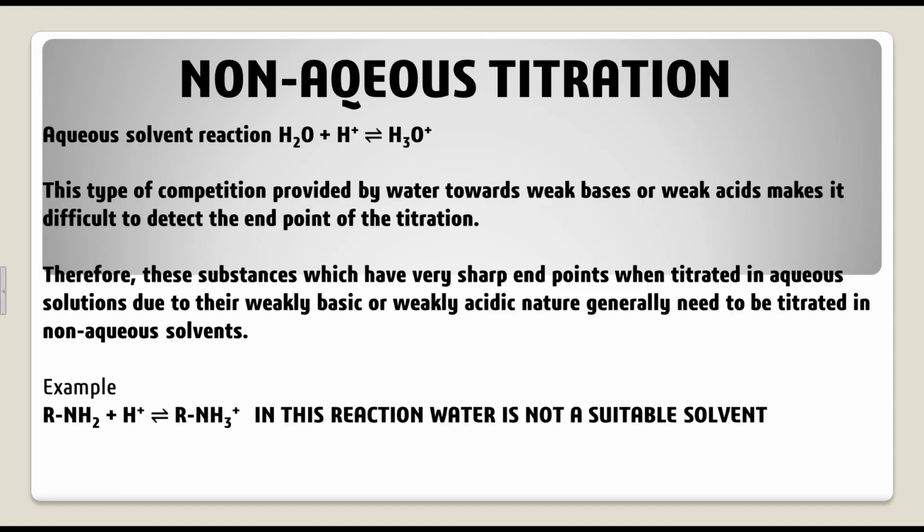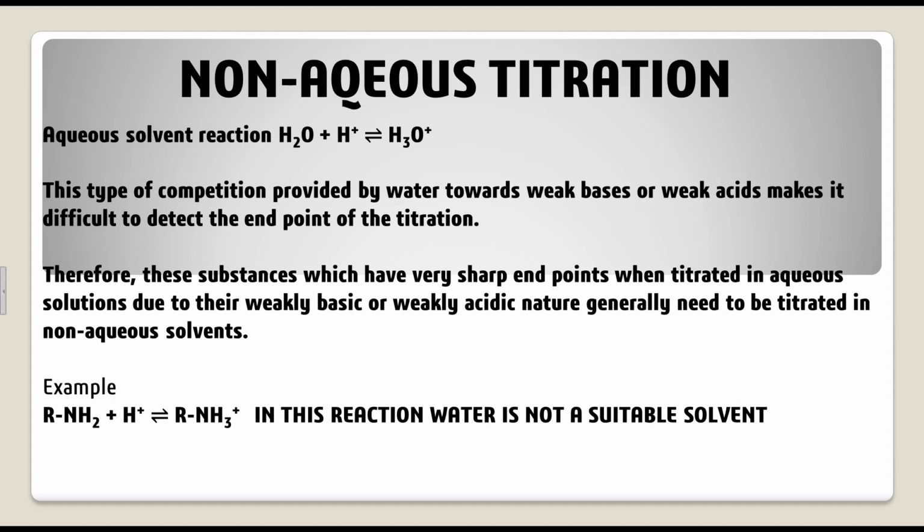In general, in an aqueous solvent reaction, you know it: H2O plus H plus, you will get a hydronium ion. This hydronium ion acts like a very weak base, or acts like a very weak acid. In such a case, you cannot conclude or you cannot get the end point. It is very difficult to detect the end point.